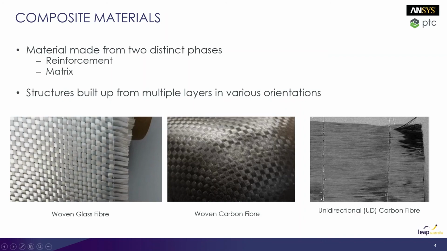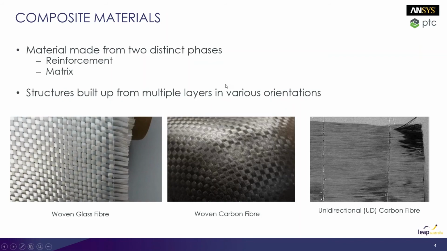One will be referred to as the reinforcement. This is generally a very strong fiber or meshing that we're embedding in something that we're going to call the matrix, which is generally a more flexible material, something that gives it the structural form but doesn't carry a lot of the loading, at least under normal conditions.